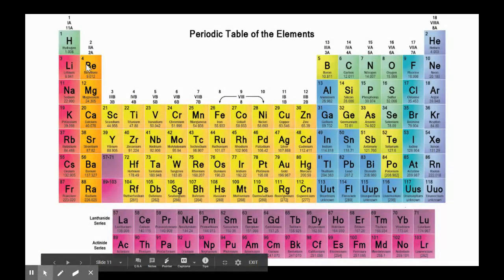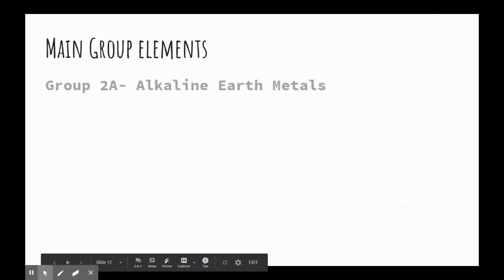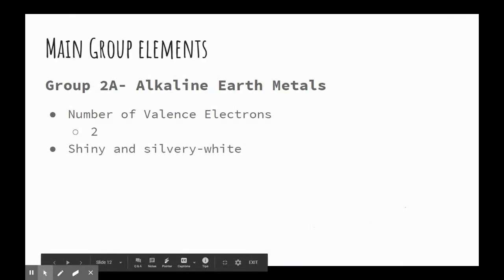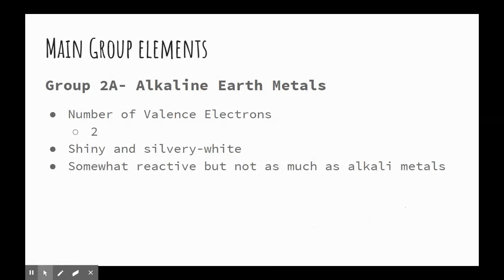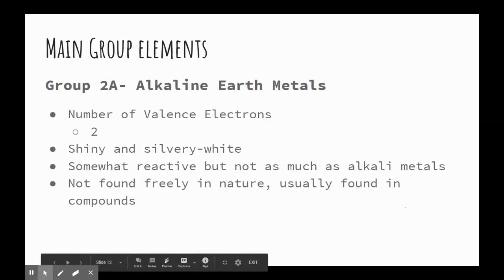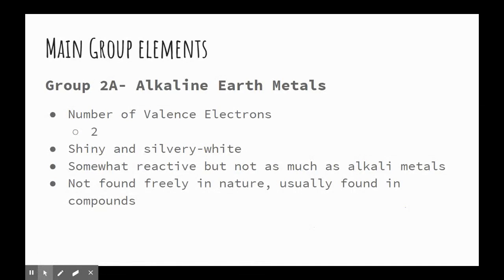The next group we're going to talk about is 2A, the alkaline earth metals. They all have 2 valence electrons. They are all shiny and silvery white. They are all somewhat reactive, but not as much as the alkali metals. And they are not found freely in nature. They are usually found as part of a compound. So you won't usually find calcium by itself. It's usually a part of a compound.